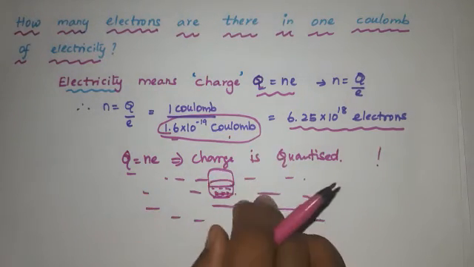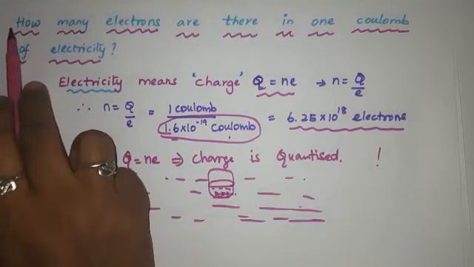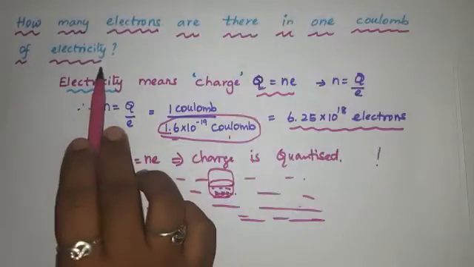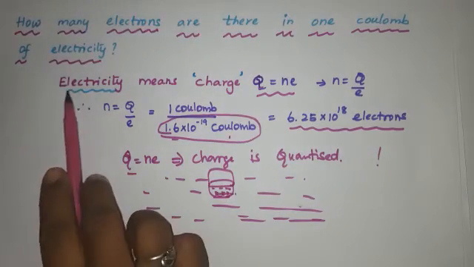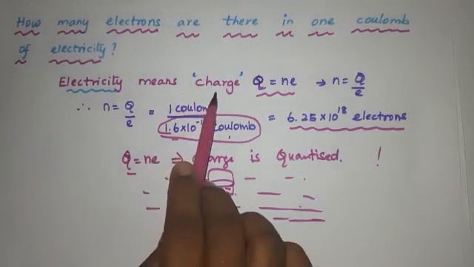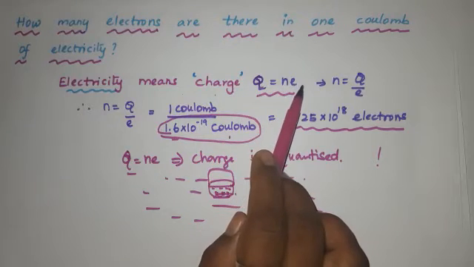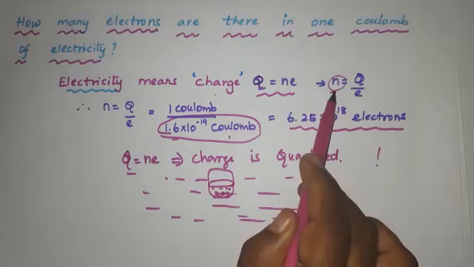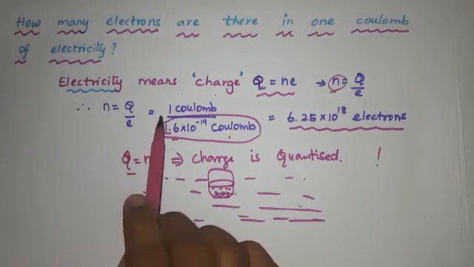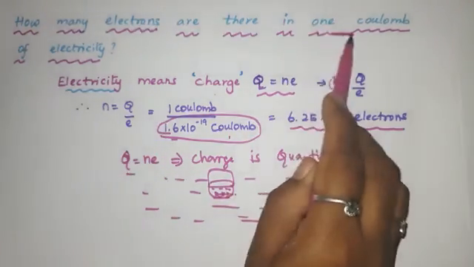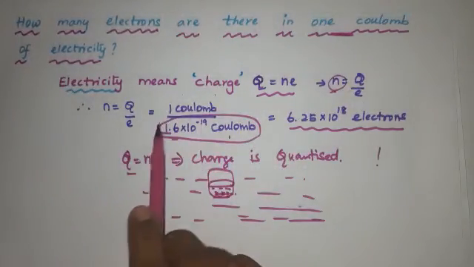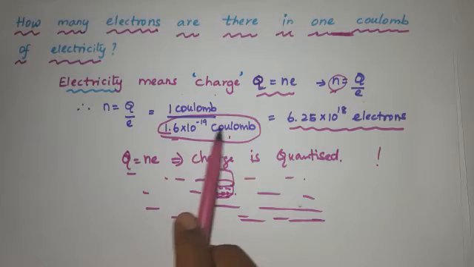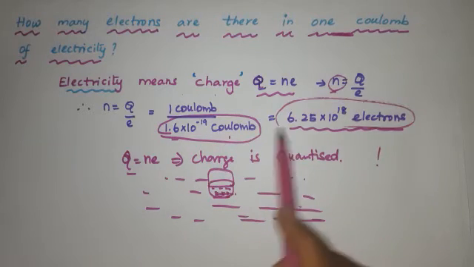I hope you all understood this. So in the question, how many electrons are there in 1 coulomb of electricity? Just remember, electricity means charge. Charge is Q. Q is equal to Ne. N is Q by e, because we are finding N from this. The charge given in the question is 1 coulomb, so 1 coulomb divided by the electron charge, 1.6 into 10 power minus 19 coulomb. If you substitute, you will get this answer.